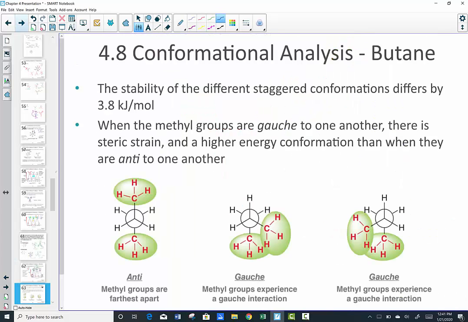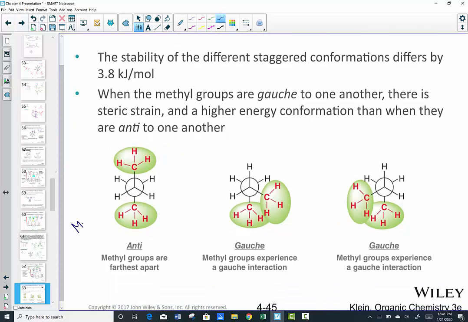Those 3 unique conformations have specialized vocabulary that you need to know. Because there's 3 conformations, we need 3 words. I can't just say staggered and eclipsed like I could for ethane and propane, because there were only 2 unique positions for both of those molecules. Because they only had 2 unique conformers of high and low energy, we called them staggered and eclipsed.